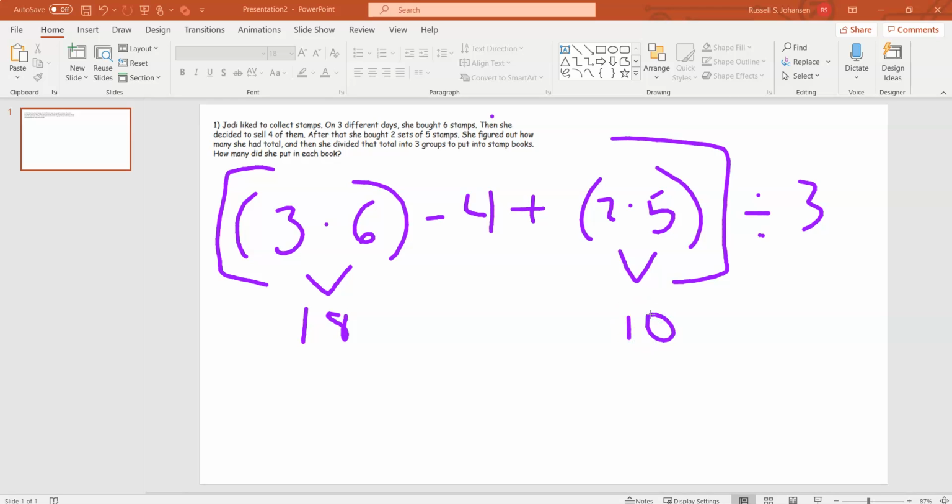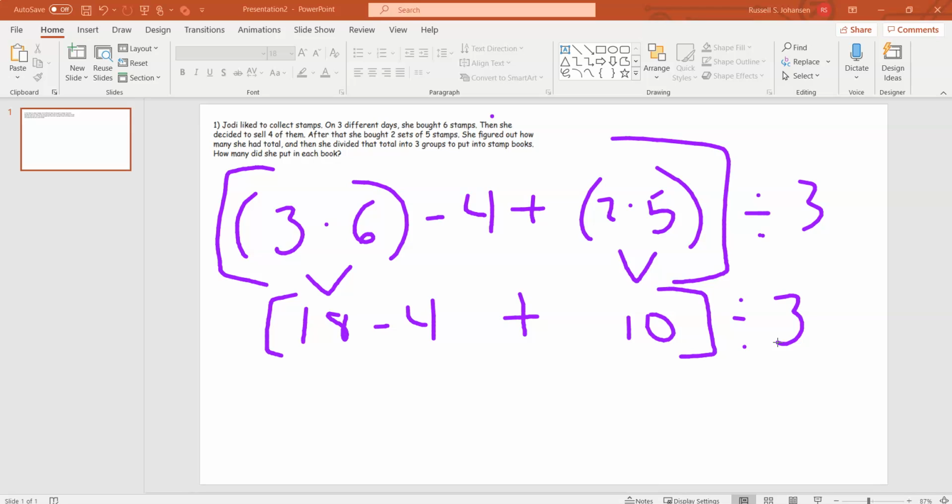Now what I'm going to do is bring down anything that I did not use. I did not use the bracket. I no longer need the parentheses around the 3 times 6 because there's nothing left to do inside those parentheses. I'm going to bring down the minus 4. I'm going to bring down the addition sign. And again, I do not need the parentheses that were around 2 times 5 because I've already done all the math inside the parentheses. I need to bring down this bracket and the divide by 3.